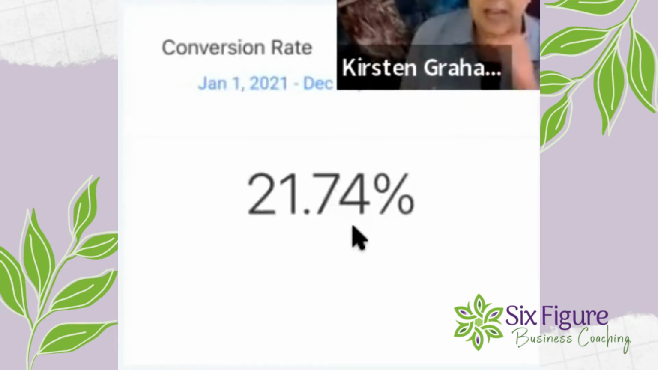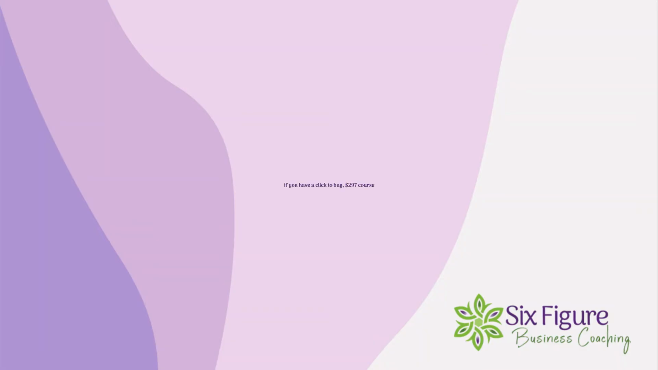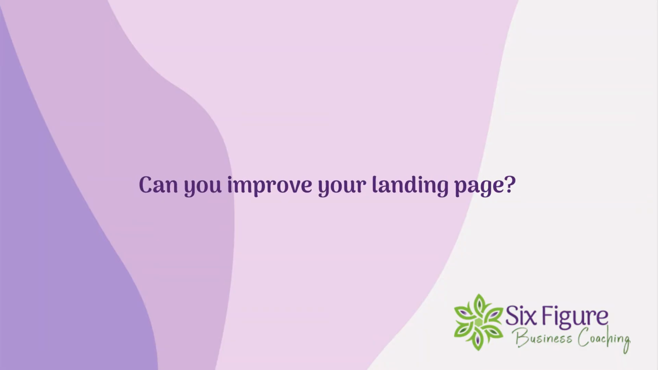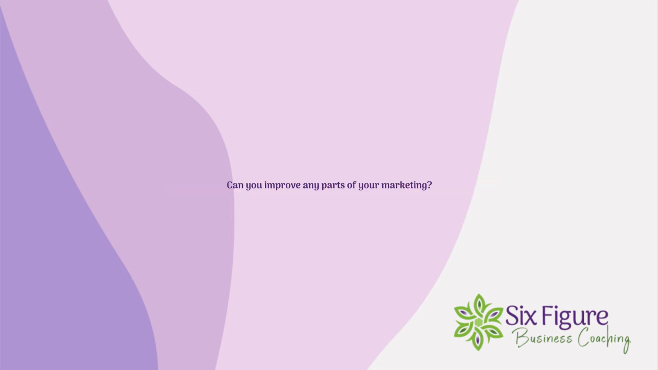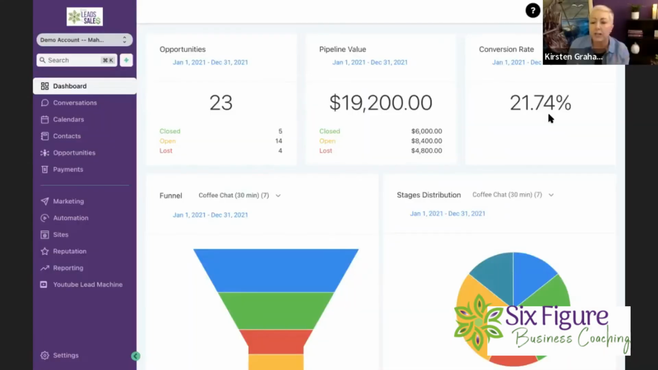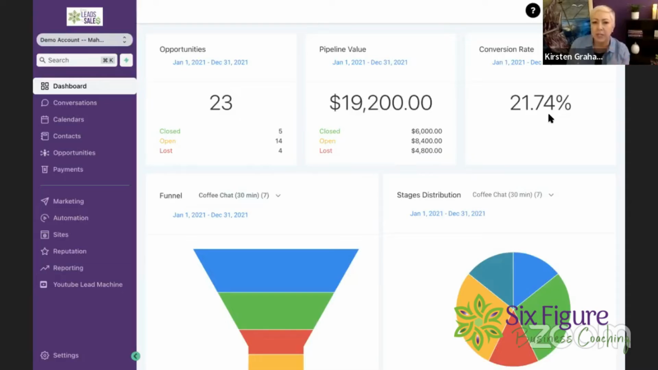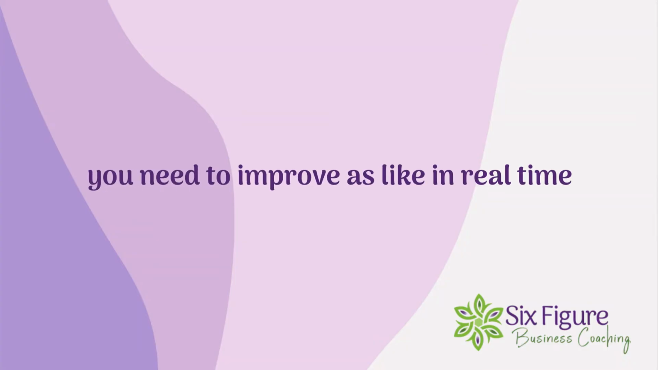So for example, again, if you have a click to buy $297 course, what's your close rate? Can you improve your landing page? Can you improve your webinar? Can you improve any parts of your marketing so you're getting that conversion rate higher? If it's like us and you're booking a call, how can I be a better salesperson? How can I work to really connect with those people on the phone and to get the conversion rate up? And so it gives you the information that you need to improve in real time.